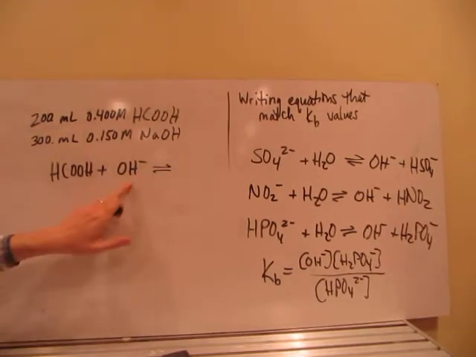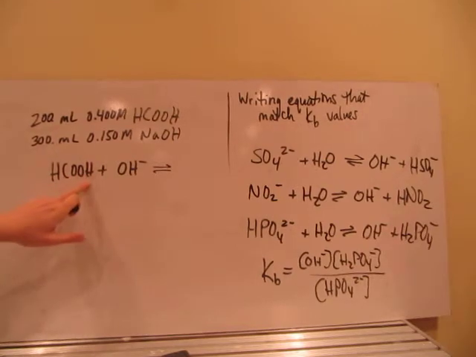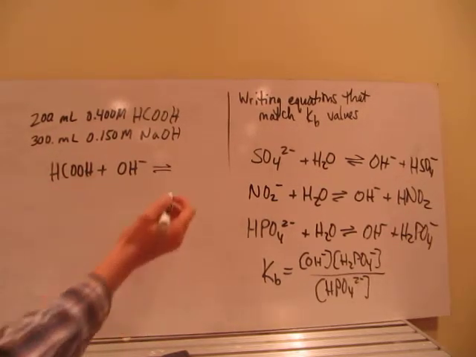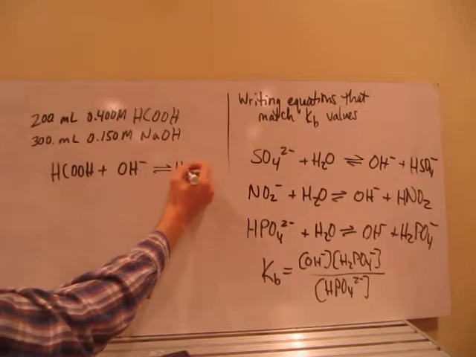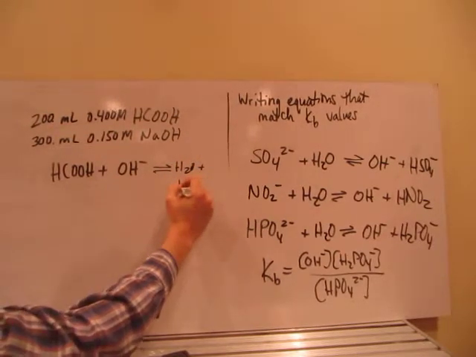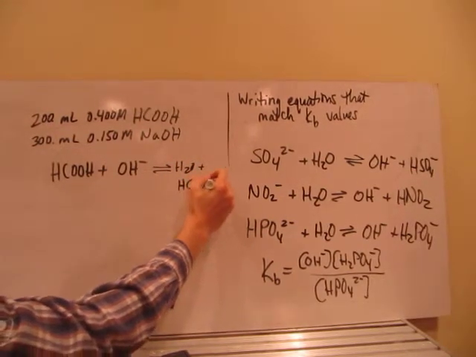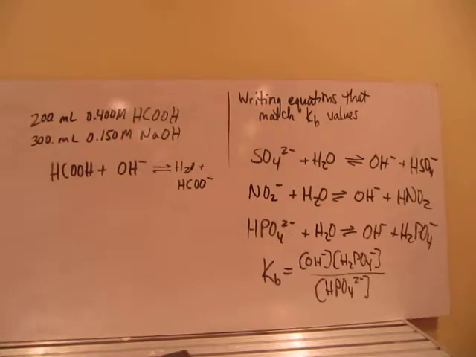Well, this thing is going to pull the proton off of formic acid, H2O, and formate. So, alright, it's our net ionic equation. This should start to look familiar, right?